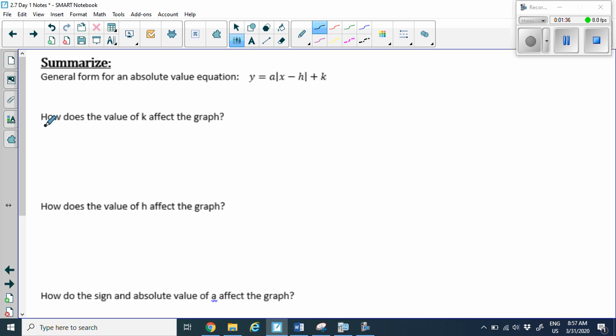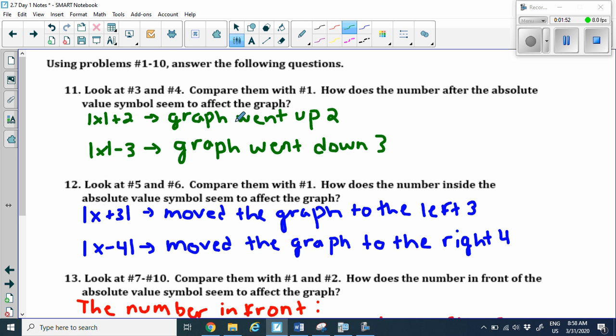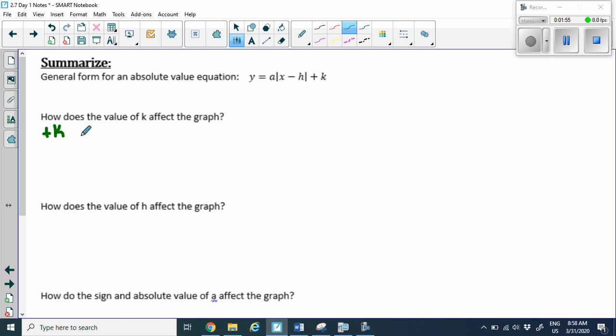So if we have a positive k value, I'm going to go ahead and do this in the same color there. I like color coordinating. Do green. There we go. If we have a positive k, as we saw in our observations, like this positive 2, the graph went up. So anytime we have a positive k, that means our graph is going to translate up. And now our key word here is going to be translate. That's going to be our vocabulary word that we're going to use from now on, okay?